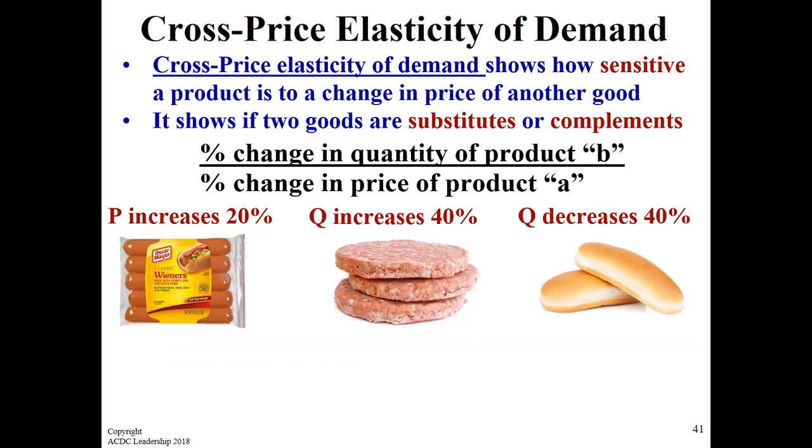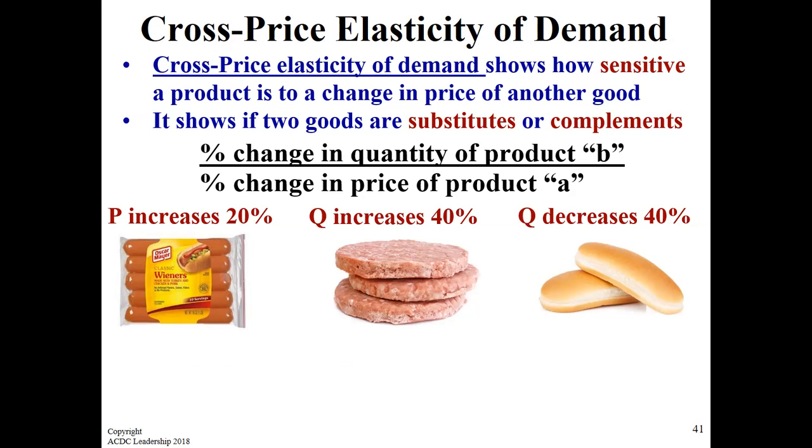Nice. If the price increases by 20%, it's on the bottom. The quantity decreases, so you have minus 40 over positive 20. So now you have negative 2. It's a complement, okay? So hot dogs and hot dog buns. Are we good with that?